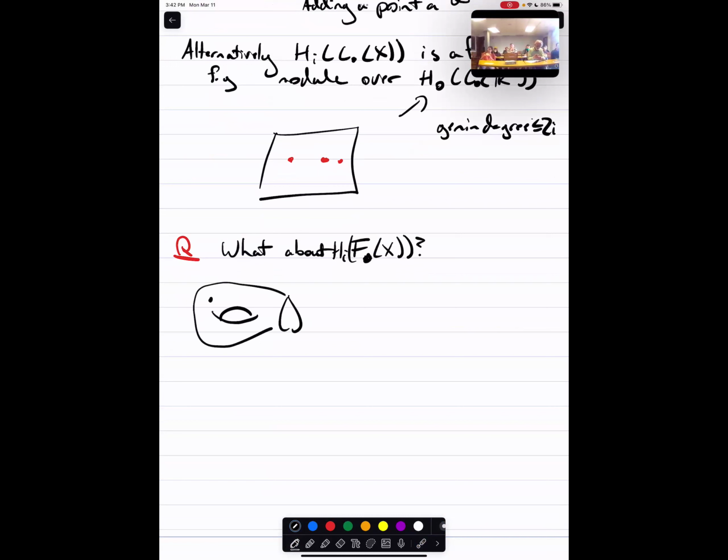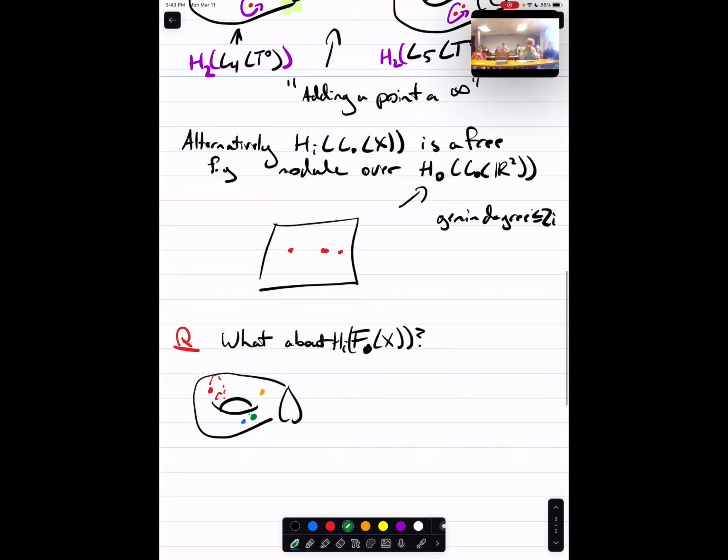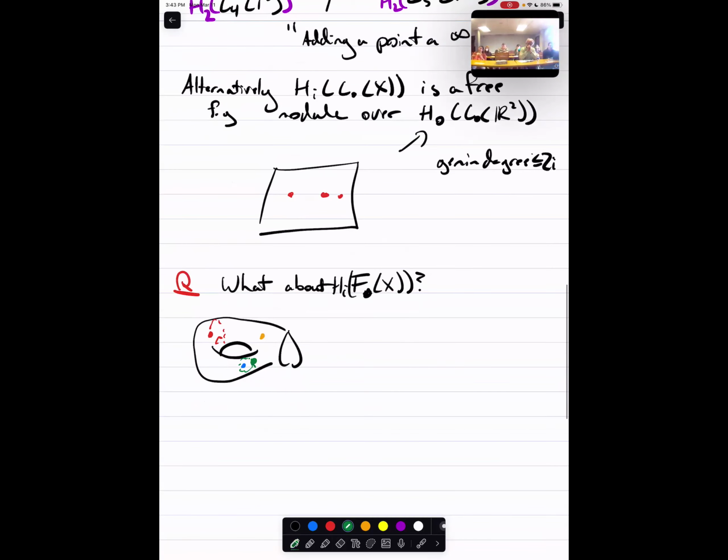And I'll color our points red, blue, green, and orange. And we said to ourselves, well, again, they can make a nice class in the second homology by saying, okay, red goes around the handle, green is going to go around blue, and right, this is some nice class.